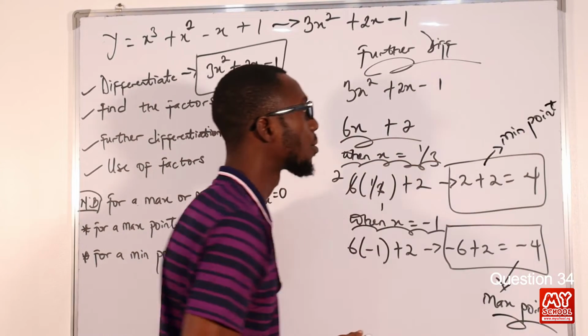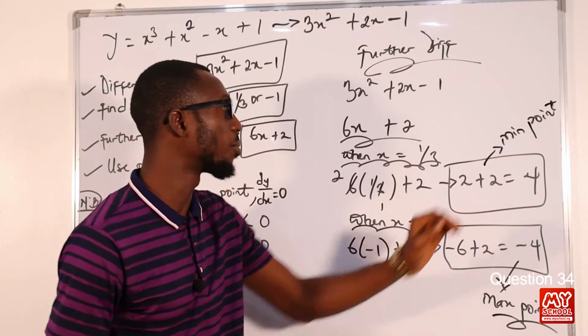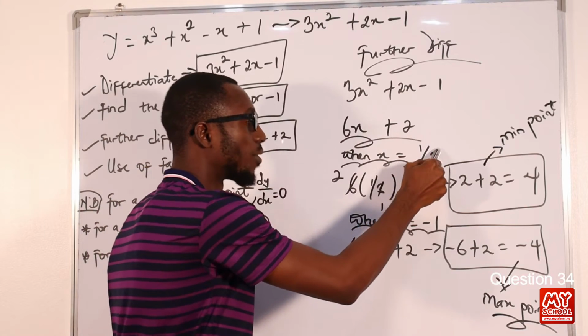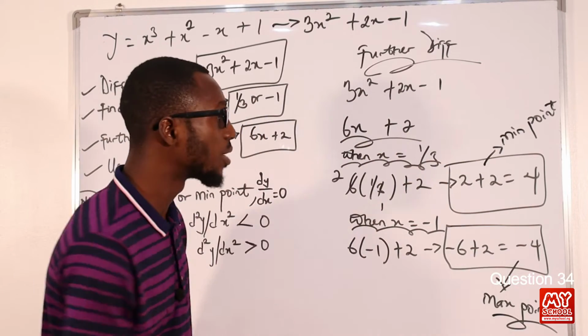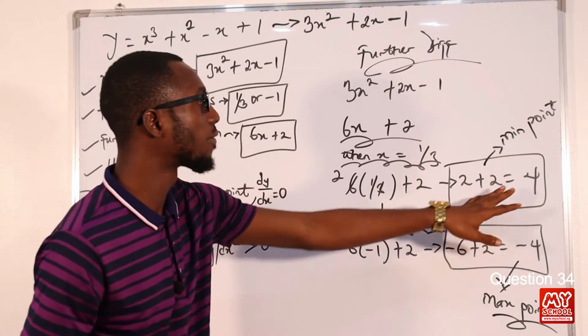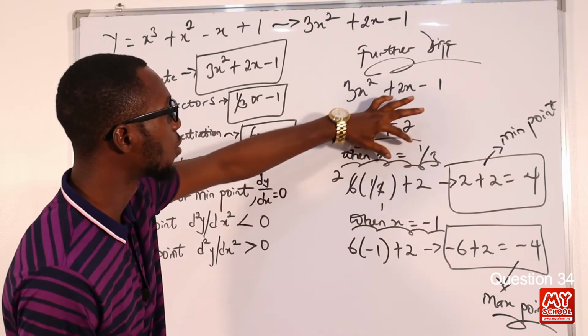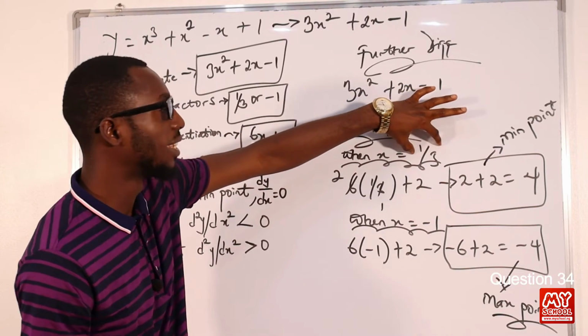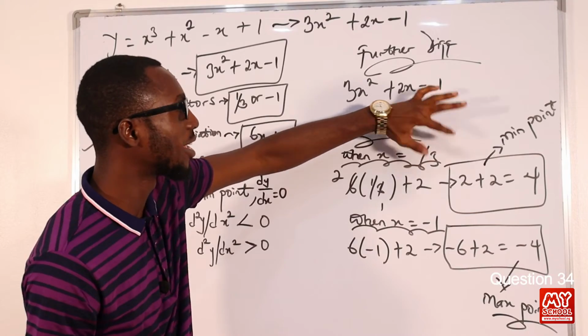So the question tells us to find the minimum point. So when do we get our minimum point? When x is equal to 1 over 3. We got our maximum point when x is minus 1. So we are looking for the minimum point. How do we get our minimum point? When x equals 1 over 3. So that is the value of x. So the value we are looking for is 1 over 3.